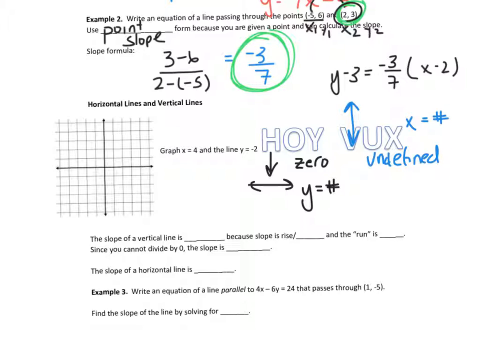So if I graph x equals 4, that's going to be a vertical line. This is the x-axis, this is the y-axis. I'm going to go over 4 units and make a vertical line. For y equals negative 2, I'm going to go down 2 on the y-axis and make a horizontal line. So those are my 2 lines.